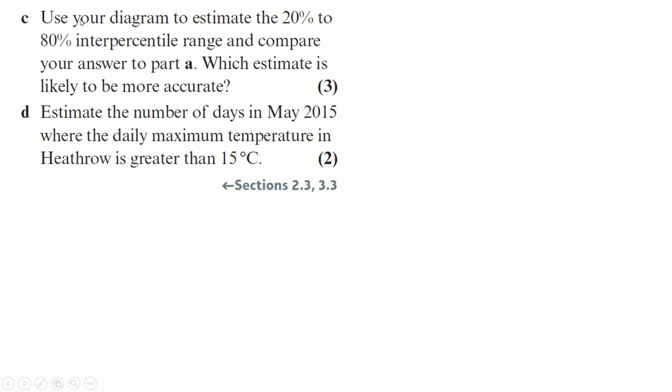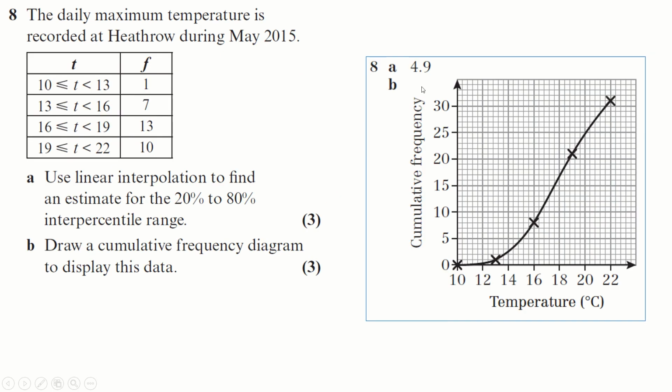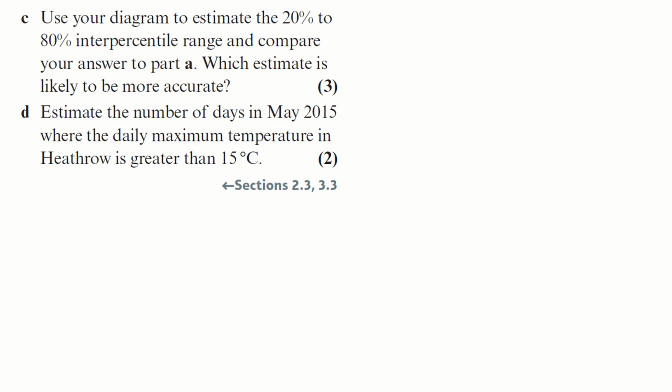And it's one of the questions people are stuck with: use your graph to figure that out. So you go across at 80%, you go across at 20%, you go down, you read off the values and subtract them. Now, which estimate is going to be more accurate? Well, the linear interpolation is going to be more accurate, because with your graph, you're drawing these curves by hand, and your curve might be in a slightly different position to somebody else's, and therefore it's a little bit less accurate, but it does the same thing.